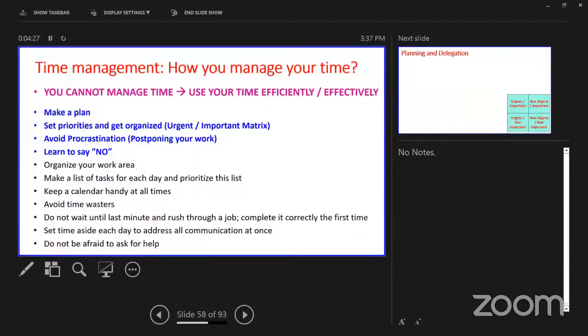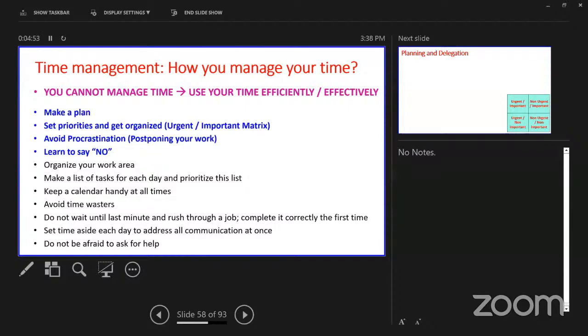Maintain diary and time management. I have mentioned certain things about diary maintenance, but time management, I'll tell you certain things. You cannot manage time. What you must do is use your time efficiently and effectively. For that, you should make a plan, set priorities, and get organized.